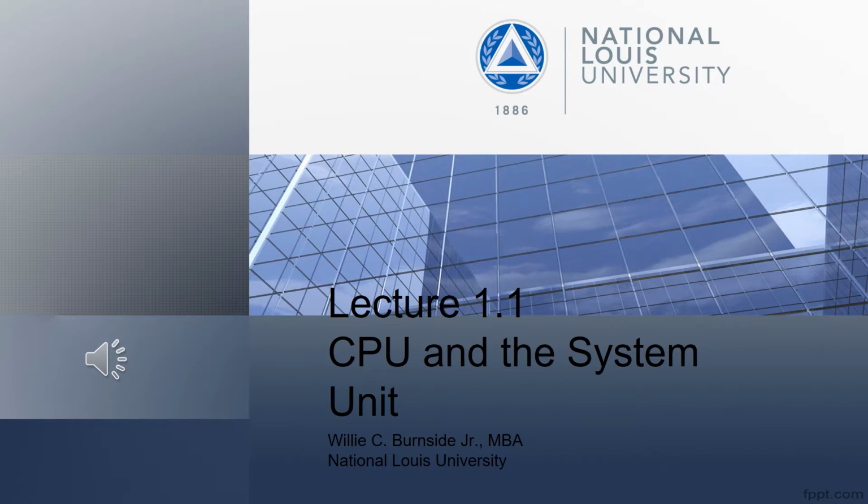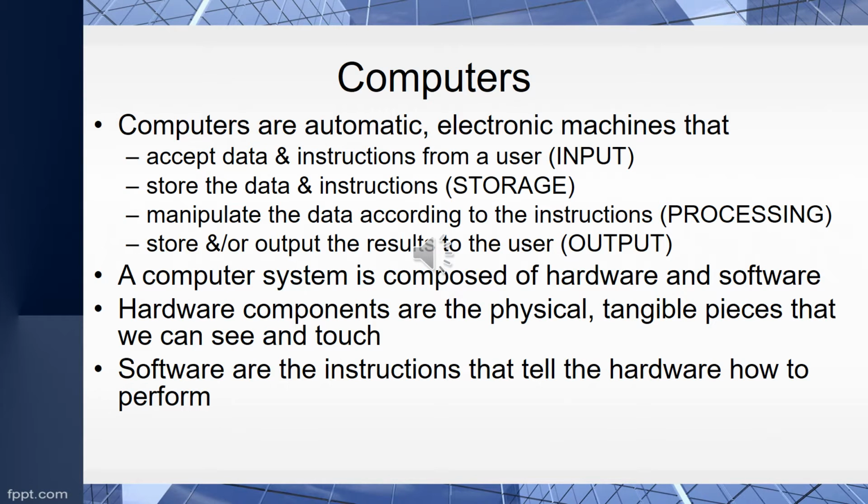Our first lecture will be looking at the CPU, which stands for Central Processing Unit, and the System Unit, which is the enclosure that houses the CPU and other peripherals. Computer systems consist of both hardware and software. Hardware is the term for the physical components of the computer system.